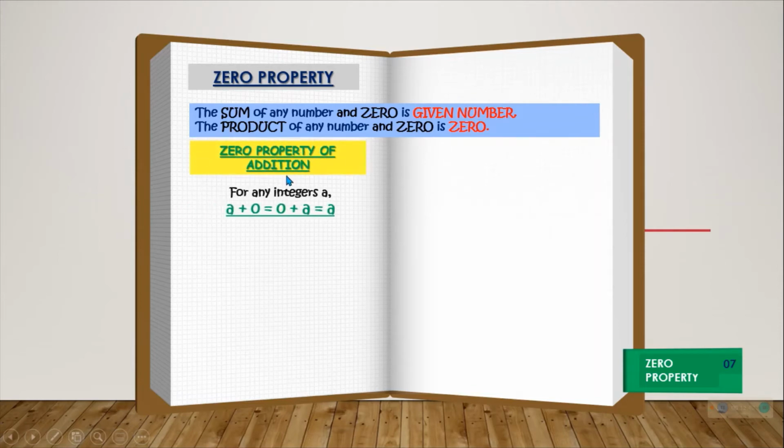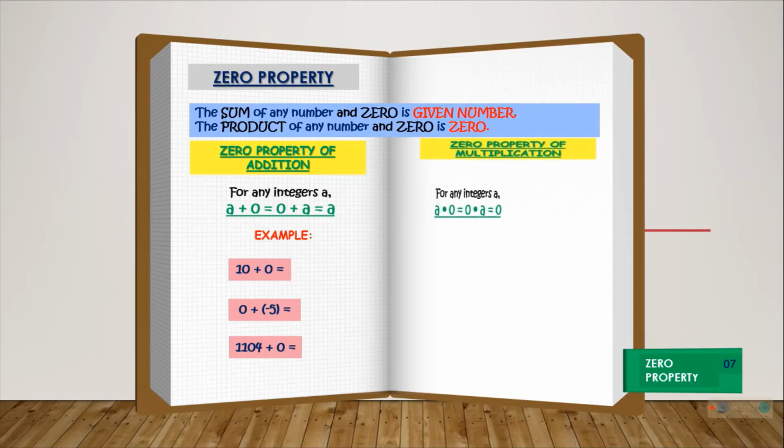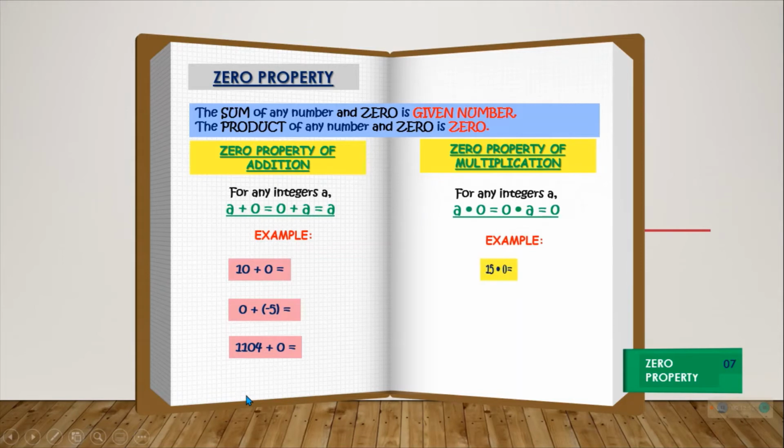In zero property of addition, for any integer a, a plus 0 is equal to 0 plus a is equal to a. Example, 10 plus 0, or 0 plus negative 5, or 1,104 plus 0 is equal to the given number. Next, example, multiplication. 15 times 0, 0 times negative 9, then 1,212 times 0. 10 plus 0 is equal to 10. Here it is negative 5.